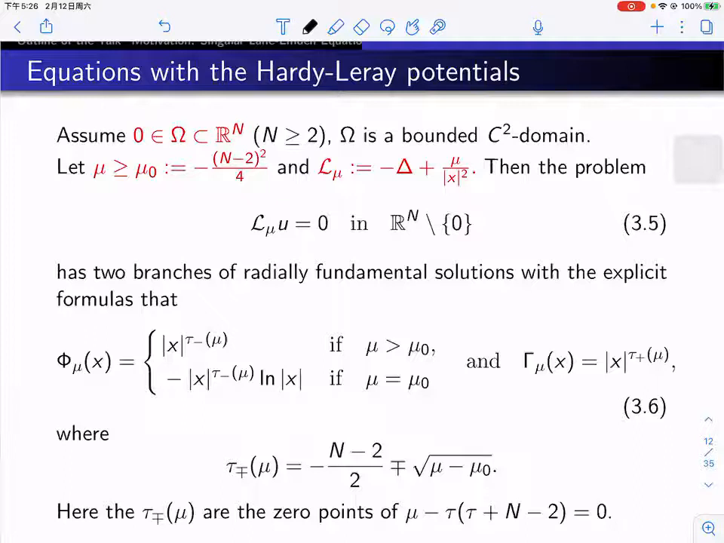Okay, and here there are two constants, tau minus and tau plus. They are the zeros of the equation mu minus tau times tau plus and minus 2. So these two functions satisfy the equation L_mu u equal to 0 in the whole space minus 0, in the sense pointwise, of course. And the singularity at 0 for these two functions is not the same.